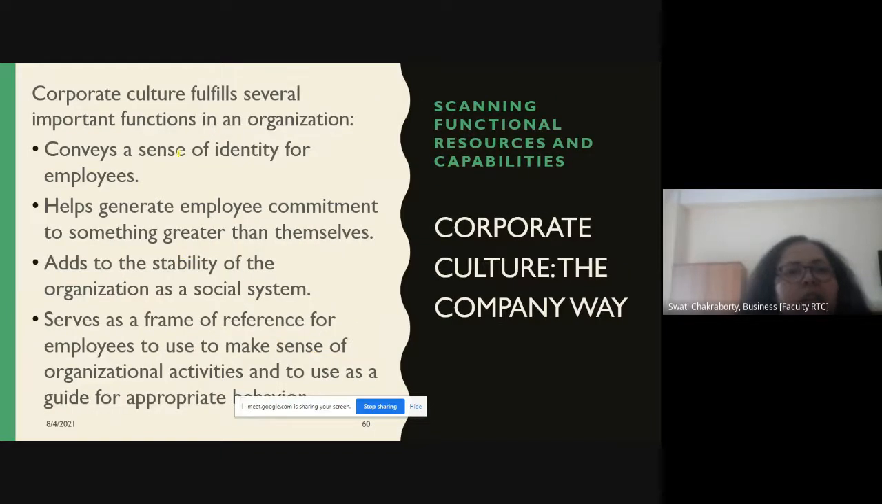Okay, and when we talk of corporate culture, it fulfills some important functions. One, it conveys a sense of identity for employees. It helps in generating employee commitment to do something greater than themselves. It adds stability to the organization. It also serves as a frame of reference for employees to use to make sense of organizational activities.